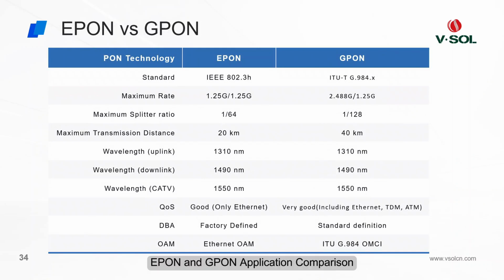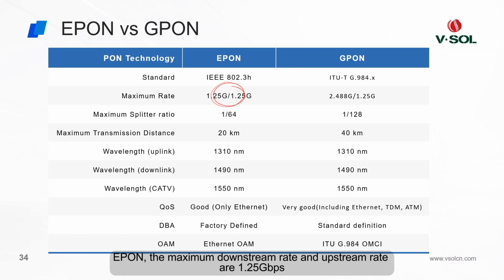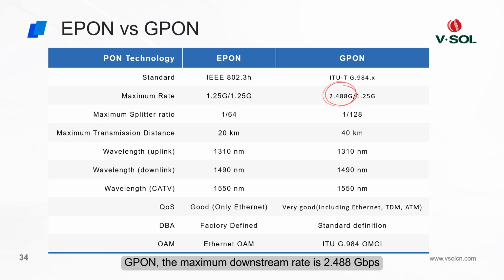EPON and GPON application comparison. The EPON standard is made by IEEE, and the GPON standard is made by ITU-T. In EPON, the maximum downstream rate and upstream rate are 1.25 Gbps. In GPON, the maximum downstream rate is 2.488 Gbps, and the upstream rate is 1.25 Gbps. In EPON, the maximum splitter ratio is 1:64. GPON maximum splitter ratio is 1:128.